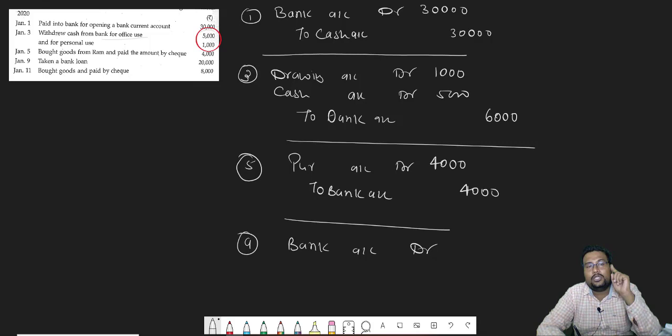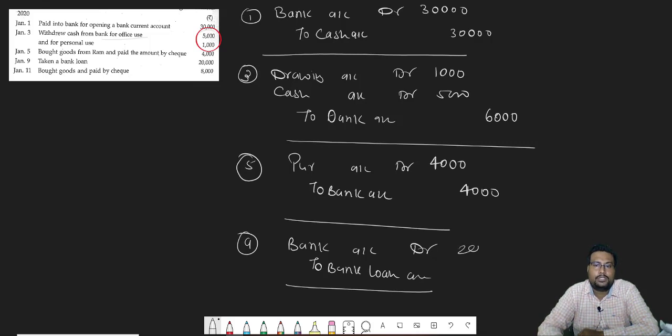And bank loan is your liability. Bank loan is your liability, and all the liabilities are credit. So to bank loan account. How much? 20,000 and 20,000.